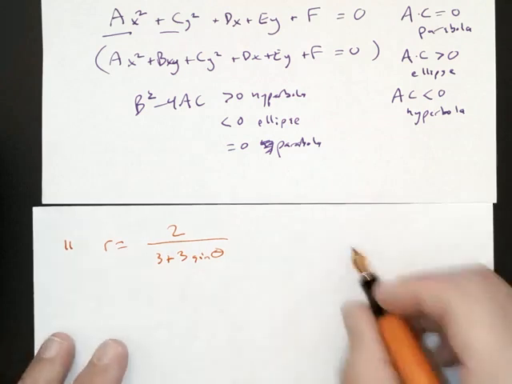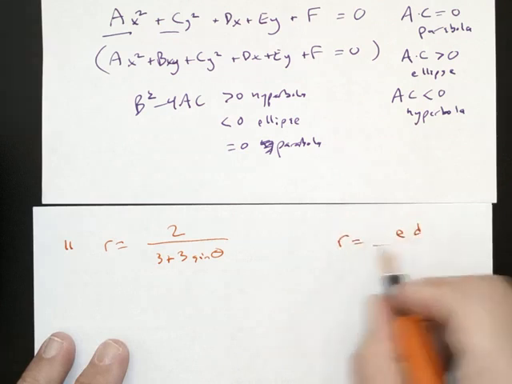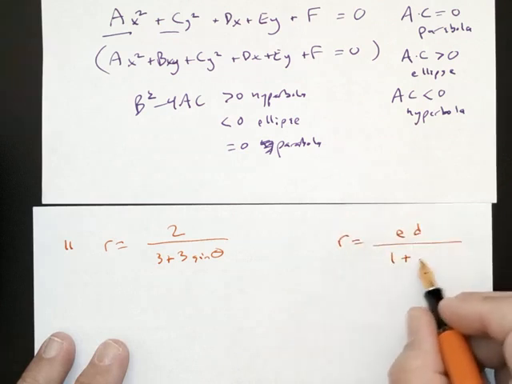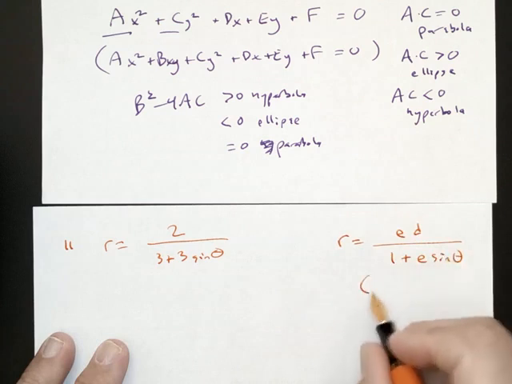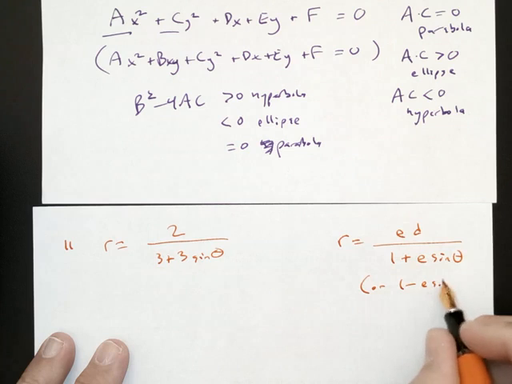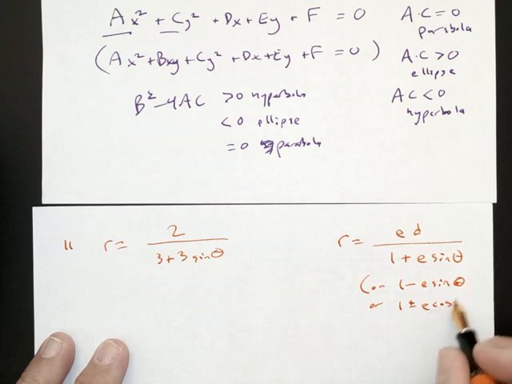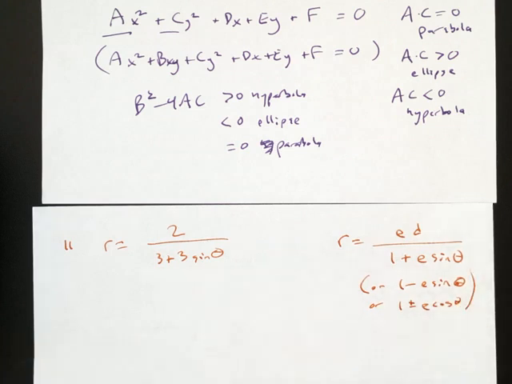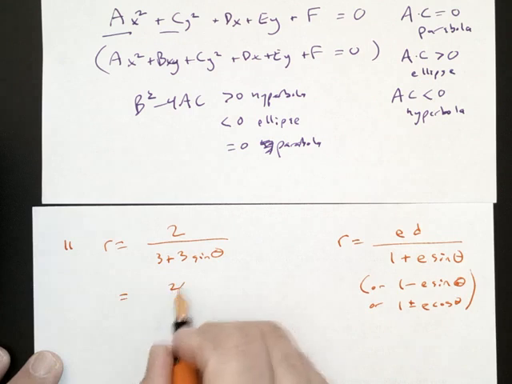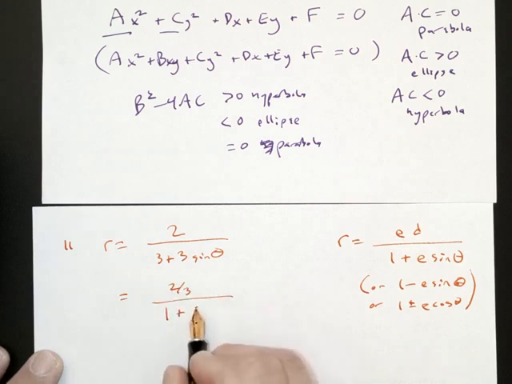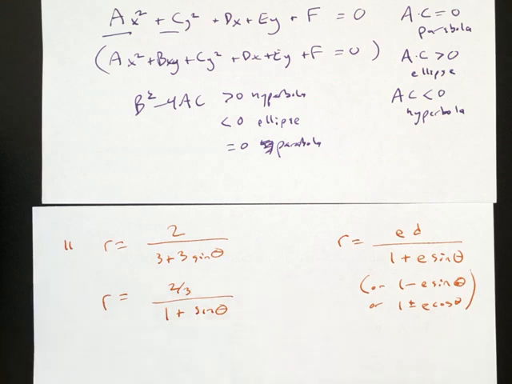The standard formula looks like that. That means that that first number in the bottom has to be a 1. And right now it's a 3. So I'm going to divide everything by 3. That's the same equation.